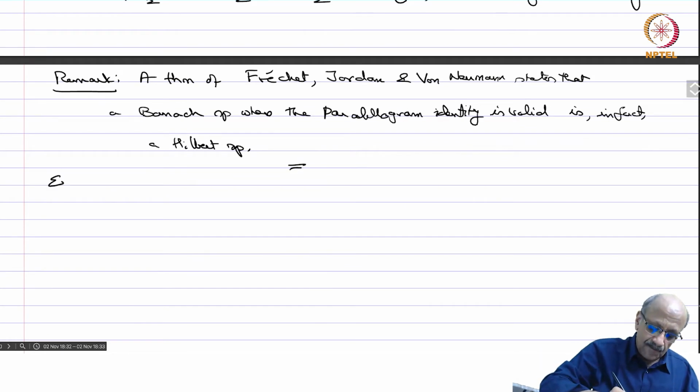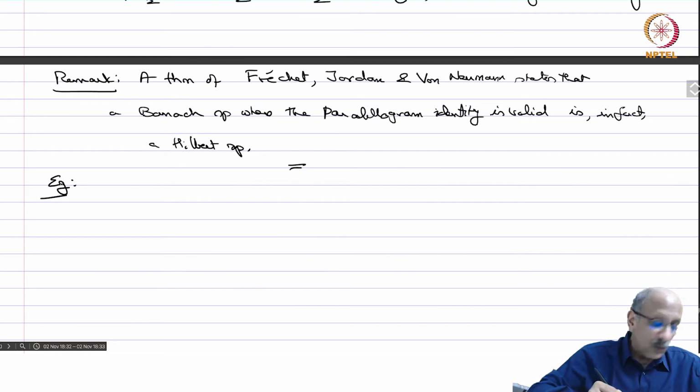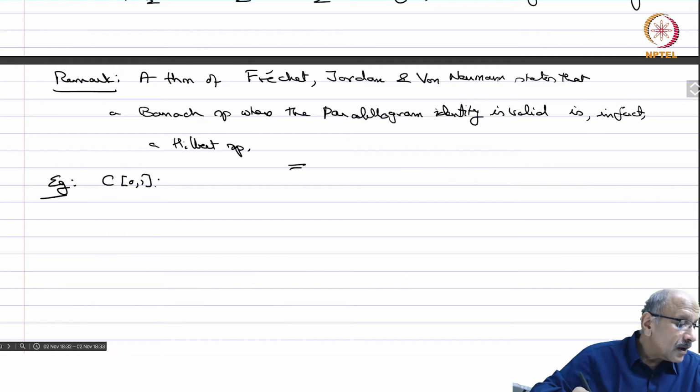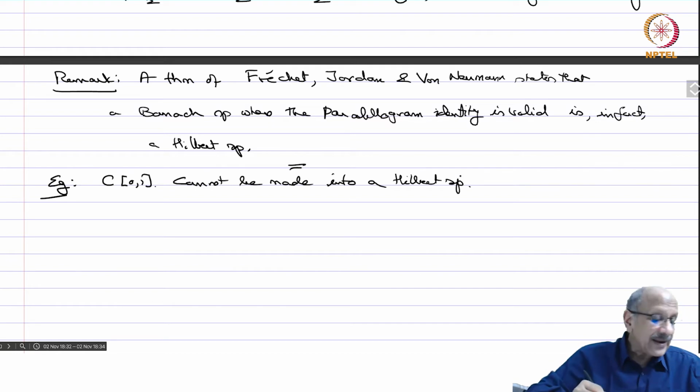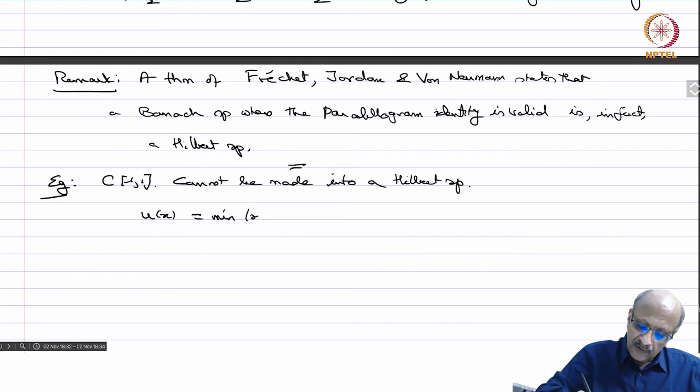So, an example: you take C[0,1], this is a Banach space with the sup norm, and it cannot be made into a Hilbert space. That means the parallelogram law will fail. So you define u(x); so you take not C[0,1], let us take C[-1,1]. You can do it with C[0,1], but it's easier to write it with C[-1,1]. So u(x) is equal to the minimum of x and 0.